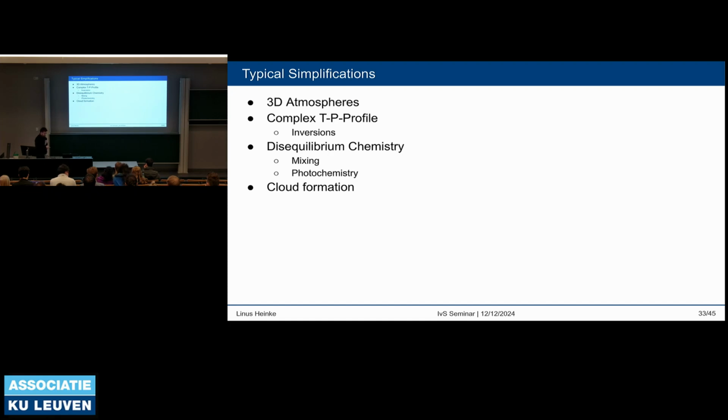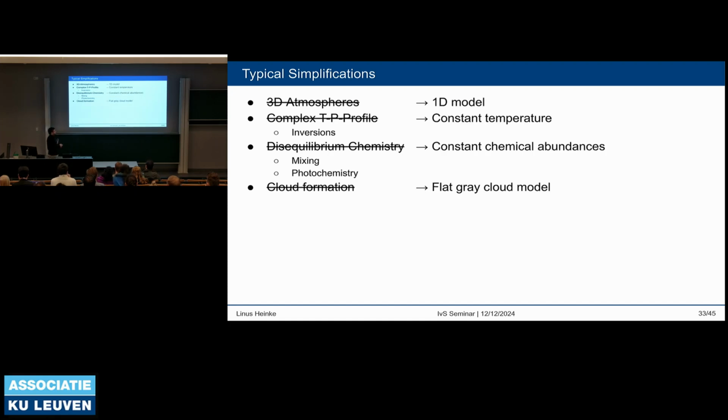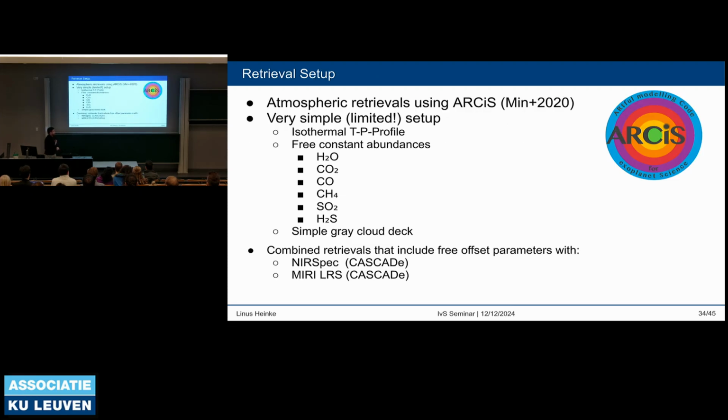But when we do the retrievals, we typically use quite simple models, so they're just one-dimensional. Often we assume just a constant temperature for all pressures, constant chemical abundances, and a very simple parametric cloud model. So there are, of course, limitations that come from that. For the retrieval setup, I used the ARCiS code by Michiel Min, with a very limited setup: constant temperature, constant chemical abundance, and just a simple gray cloud deck, which is basically just a flat line. Then I tested how the constraints change when we combine this NIRISS data with the NIRSpec and MIRI data sets.